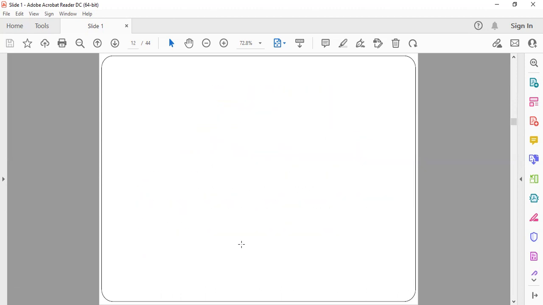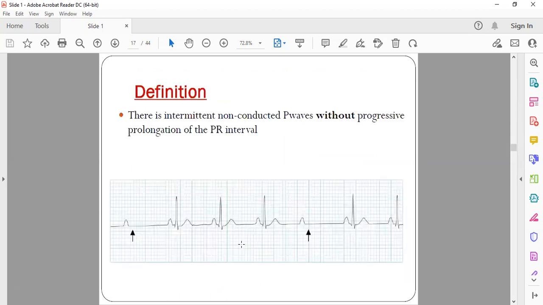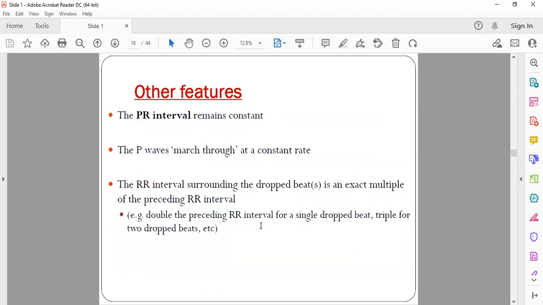But in Mobitz type 2 there is no prolongation. And there is also a skip beat. So the skip beat is present in both Wenckebach, that is Mobitz type 1, and type 2. But here there is no progressive prolongation, and the PR interval remains constant. The P waves march through at a constant rate.